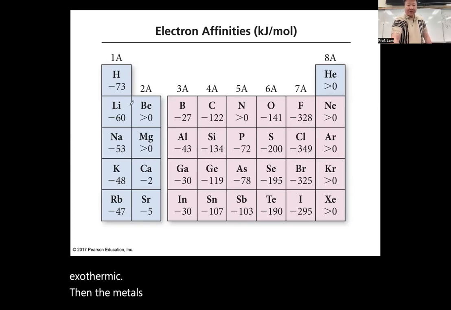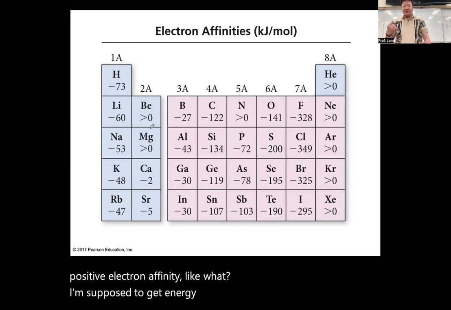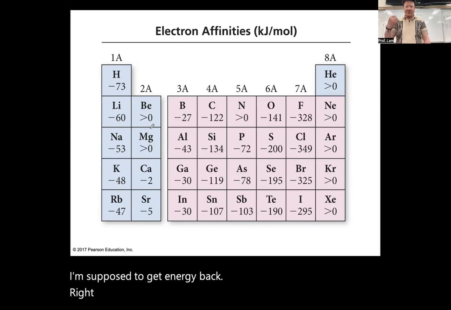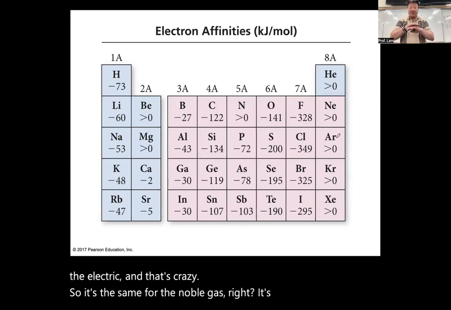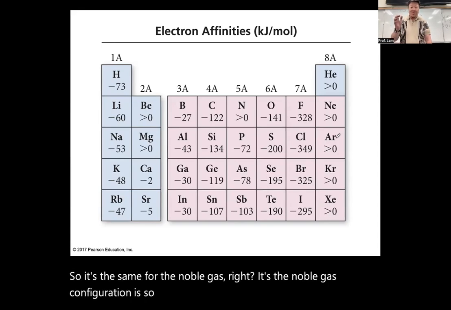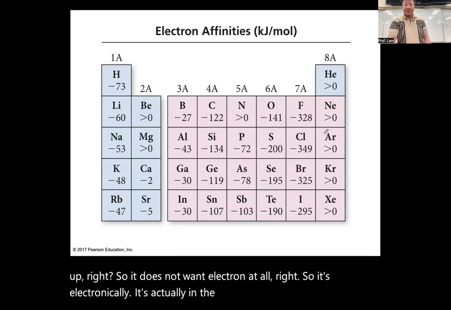And even some of the metals have a positive electron affinity. You're like, what? I'm supposed to get energy back, right? But actually, no, I have to pay you energy to give you the electron. And that's crazy. It's the same for the noble gases, right? Because the noble gas configuration is so perfect, it does not want an electron to screw it up. So it does not want an electron at all, so its electron affinity is actually positive.